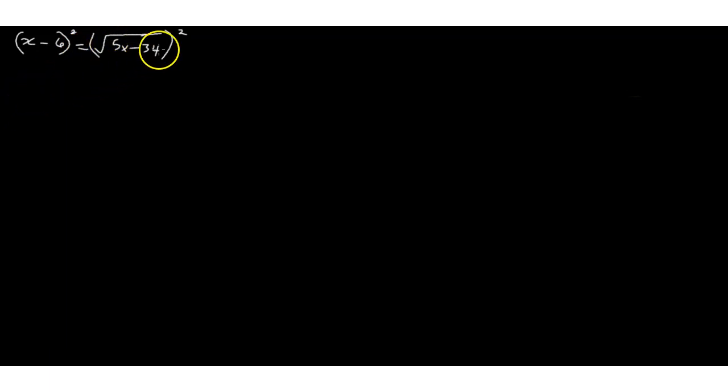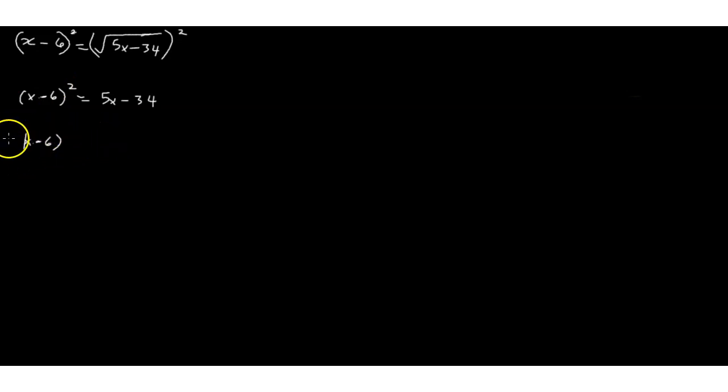So now we have x minus 6 squared equal to, and now when you square a square root, it just simply removes the square root, and so you have 5x minus 34. So now we go ahead and distribute. So x minus 6.